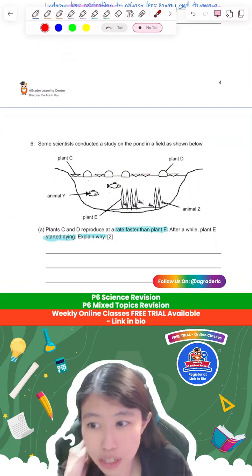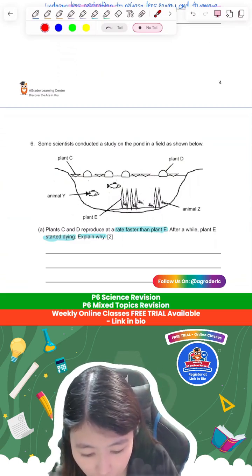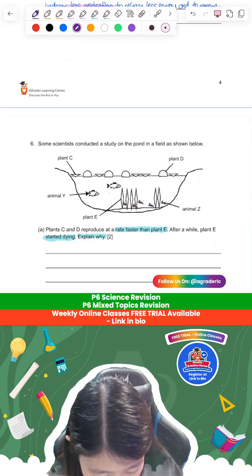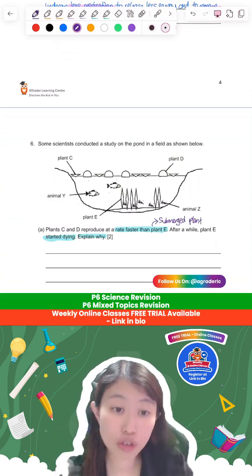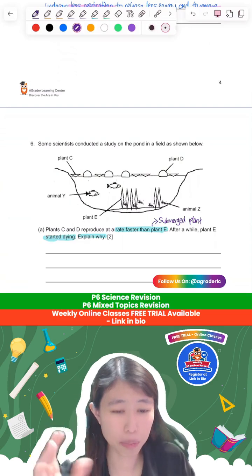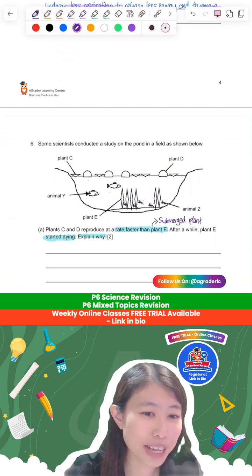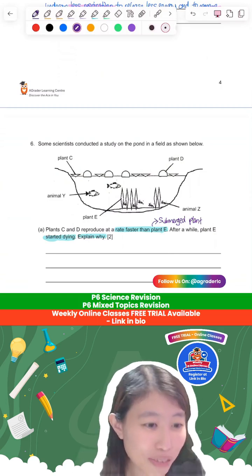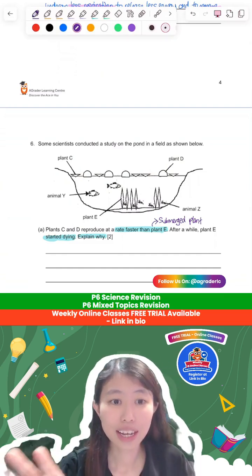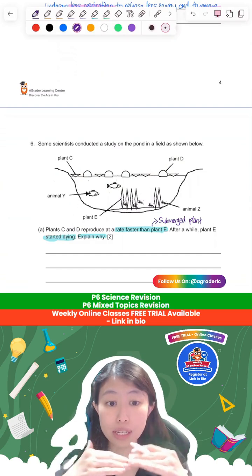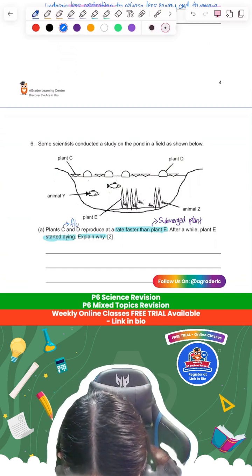Yes. So basically, you know that E started dying, right? Because E is a submerged plant. Always remember, a submerged plant will be affected by floating or partially submerged plants. The school used shapes to represent the plants. Very good, AL10. Thank you, Capybara. So since E is submerged, C and D are floating plants. So what did the floating plants do? They are floating.